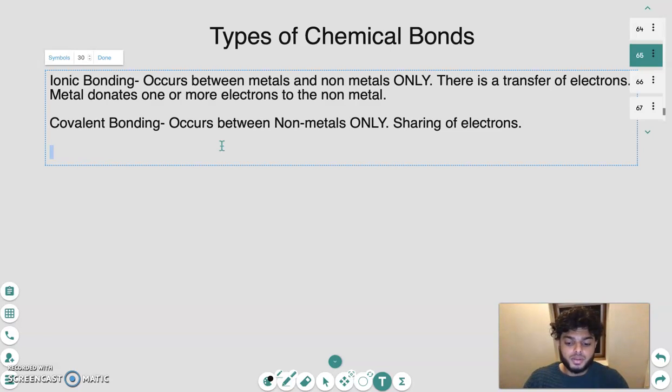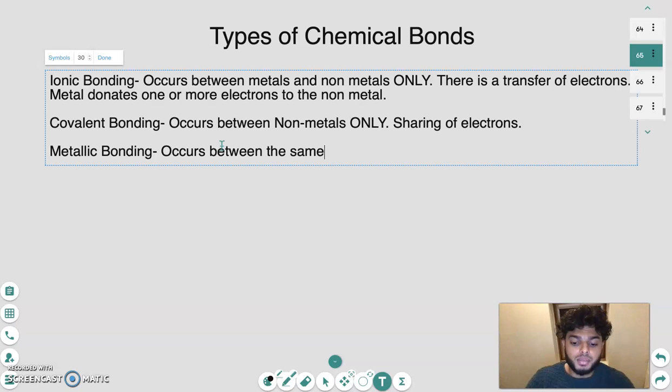Finally, we have metallic bonding. A key point to understand here is that metallic bonding occurs between the same elements. So let's take, for example, zinc. In metallic bonding, there will only be zinc atoms in the structure. So it occurs between the same element. And the way it does this is they form regular or uniform patterns, uniform structures.